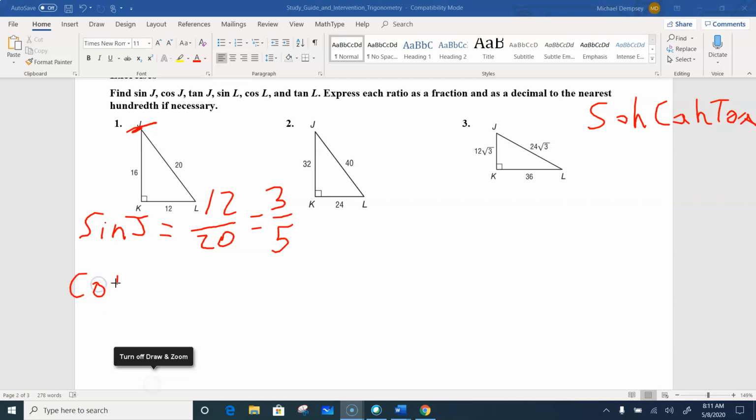Cosine from angle J. Again, I know the hypotenuse has to live in the denominator, so I'm going to put it there right away. Again, I'm up at angle J. What's the adjacent side from angle J? 16. Again, we can divide both of those by 4 and simplify that fraction to 4/5. And then finally, I have the tangent of J.